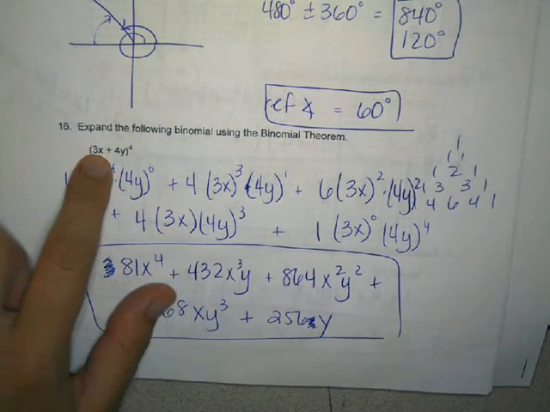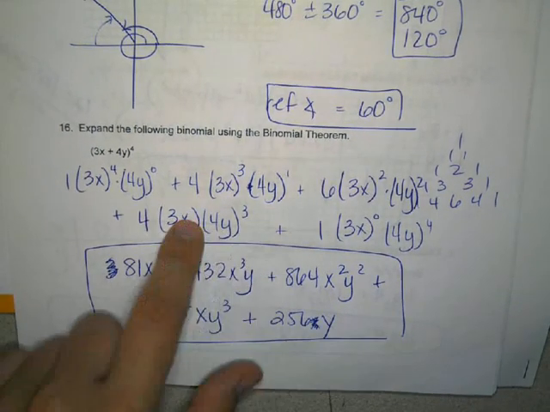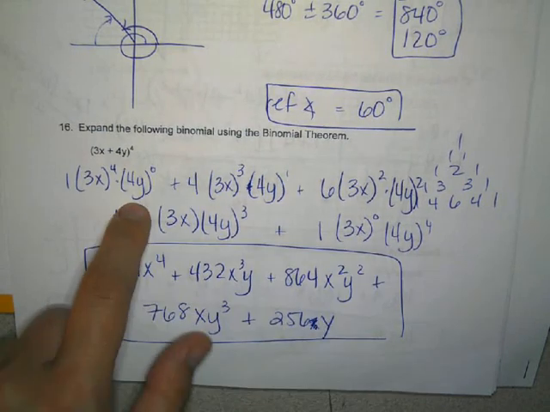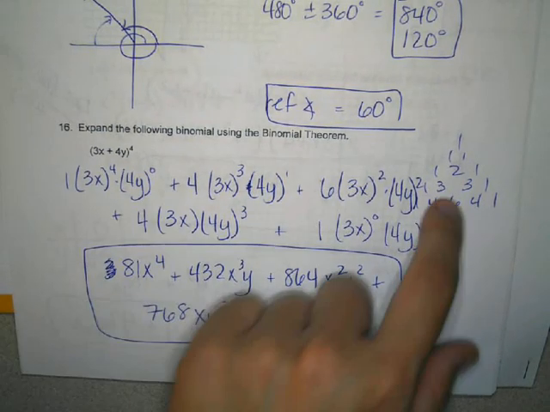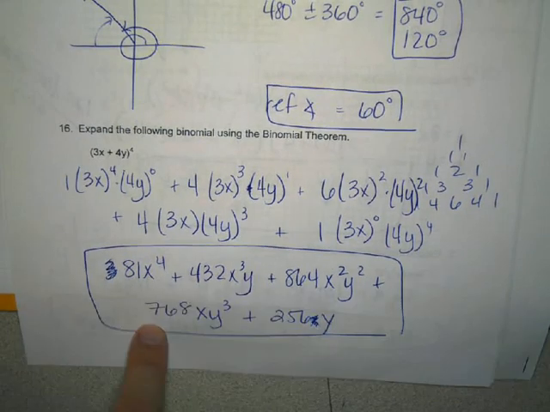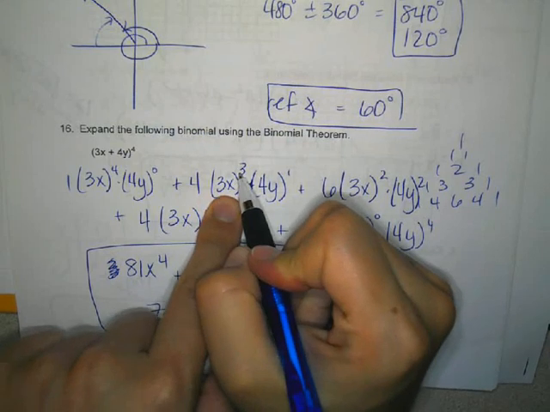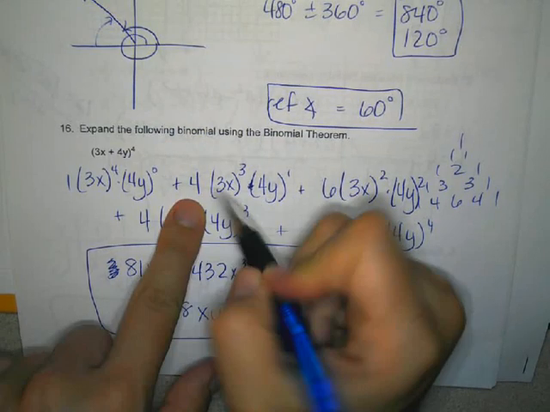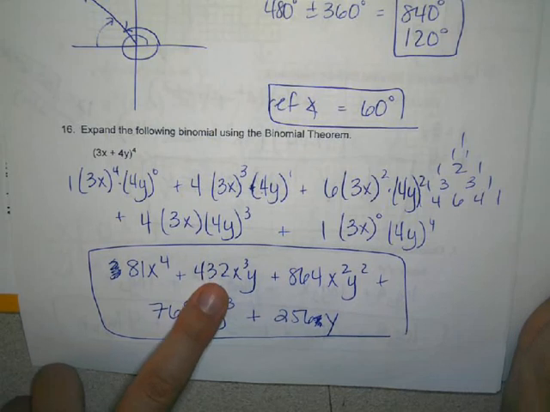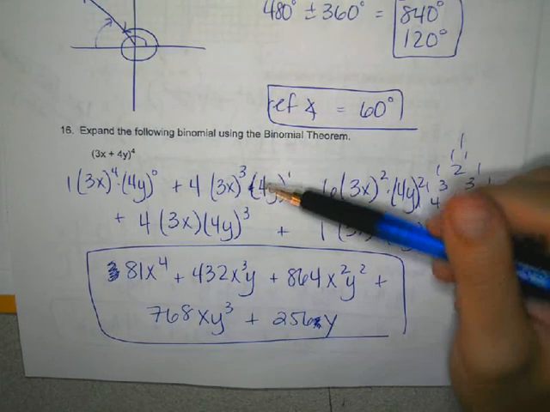First term, 3x, starts with an exponent of 4 and then decreases for each term. 4y starts with a degree of 0 and then increases each term. Keep in mind when you're figuring out, especially the numbers here, that, like in this case, 3 cubed is 27. That 27 has to be multiplied by this 4 and this 4. That's where I get the 432. So make sure you exponentiate it correctly and then multiply by all the other numbers in that term.